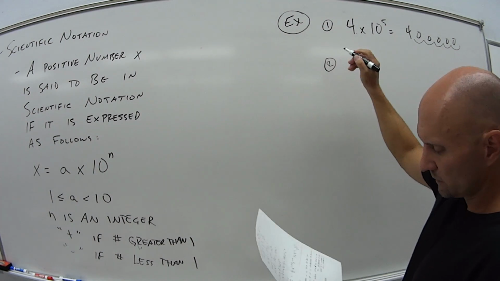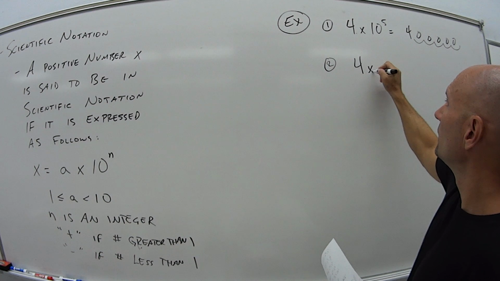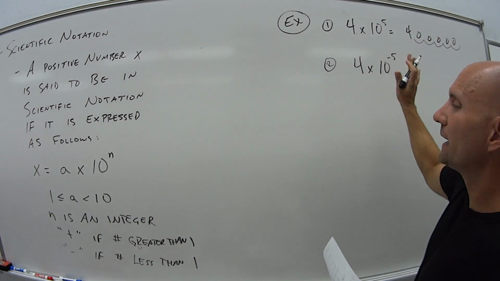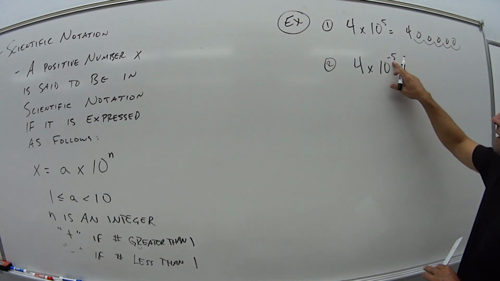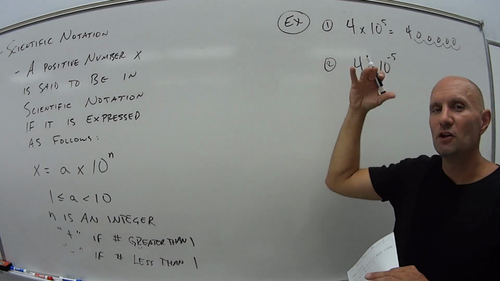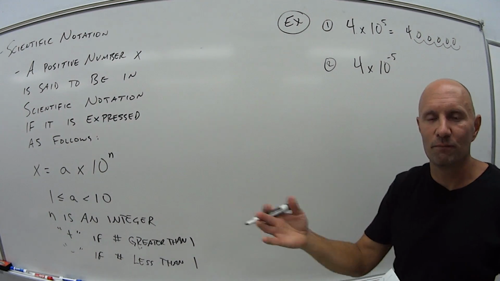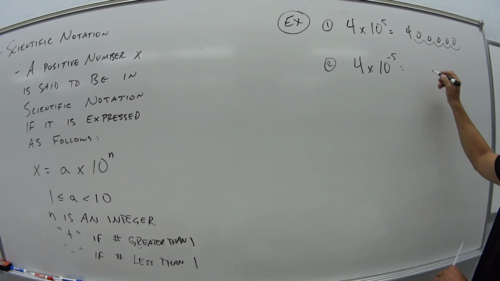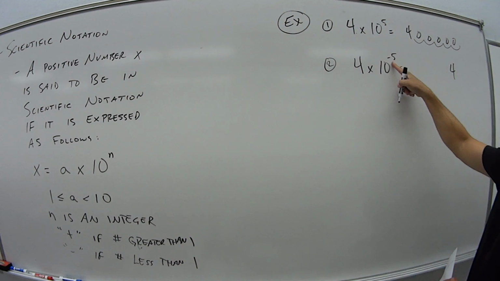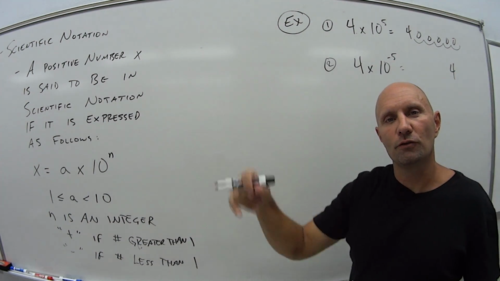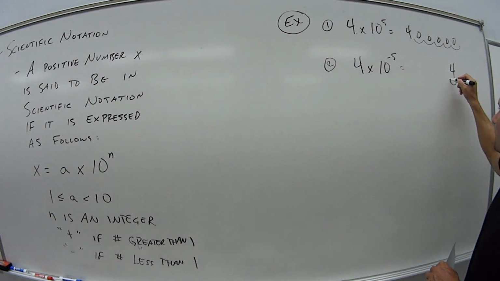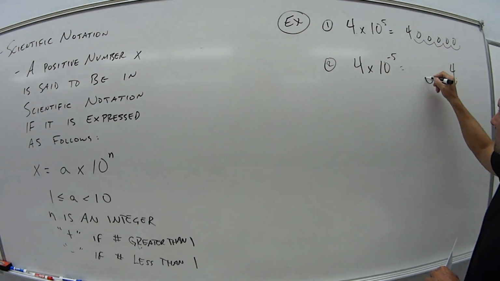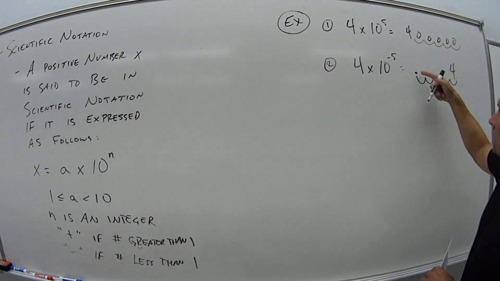Going the other way, let's say we have 4 times 10 to the minus 5th power. This would be something very, very small because of the negative on the exponent. It doesn't mean the number is negative, it just means that's the direction we move the decimal point. Because it's negative, when I start filling in zeros, I have to go to the left. Assuming the decimal is right after the 4, I need to move 5 places: 1, 2, 3, 4, 5. So my decimal now moves to here.